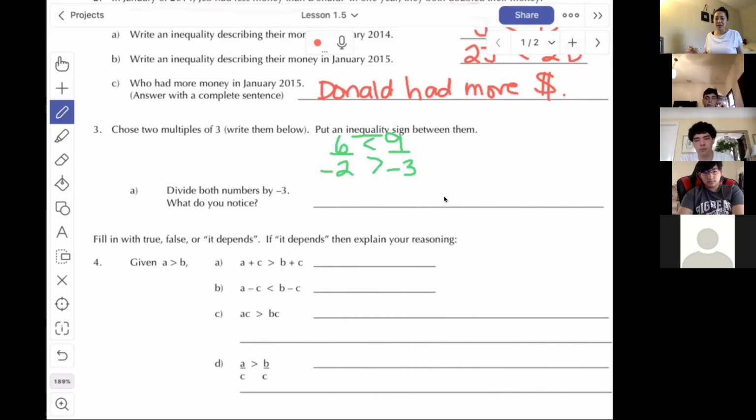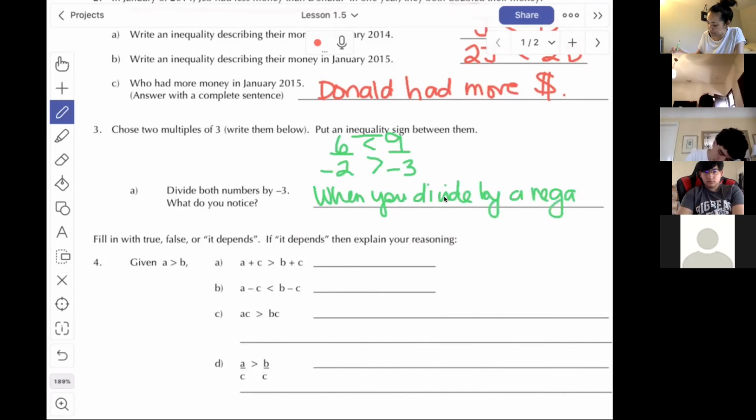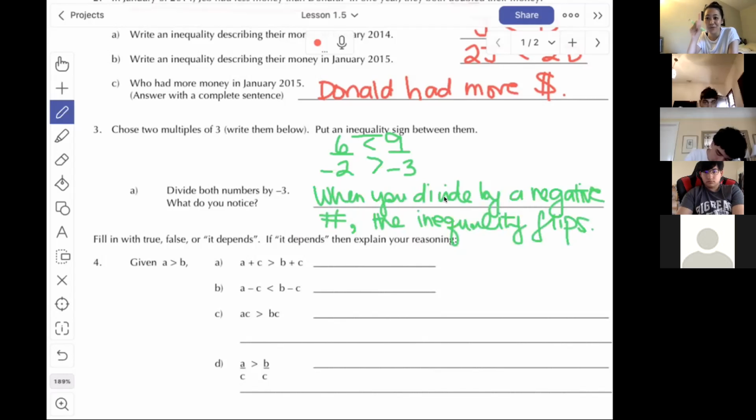All right. So what do you notice? The inequality got flipped, right? So when you divide by a negative number, the inequality flips. Okay, so that is the one rule in inequalities that you have to remember, okay? It's just that you've got to flip that inequality when you divide or multiply by a negative number. That's the one rule for inequalities.